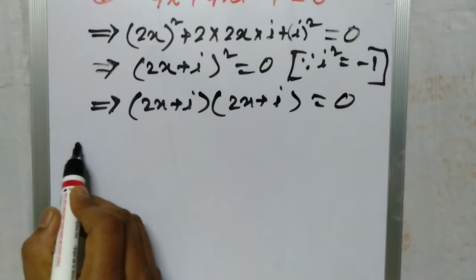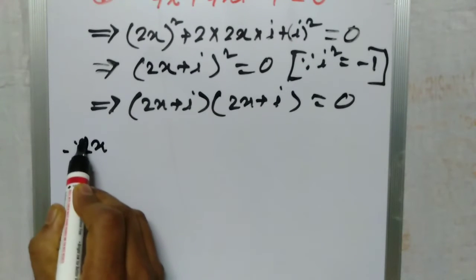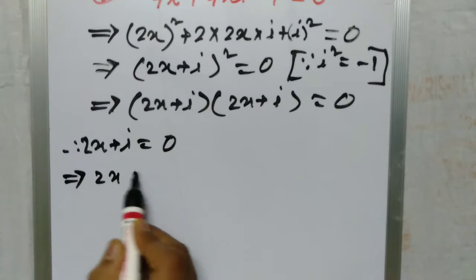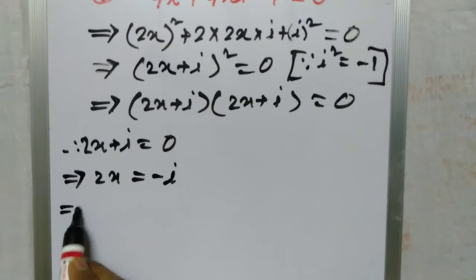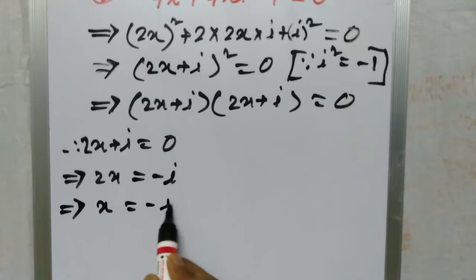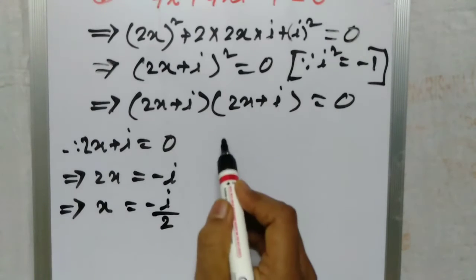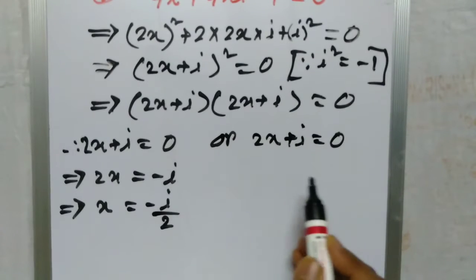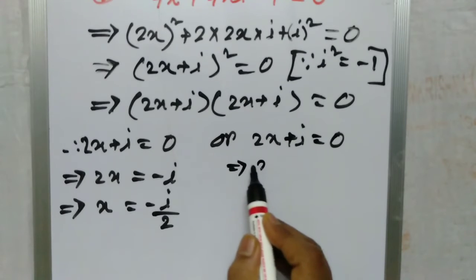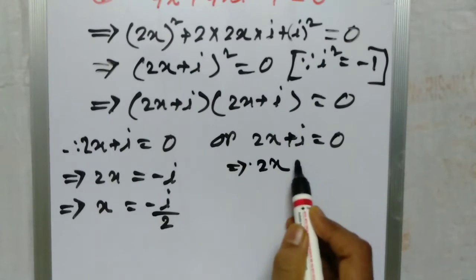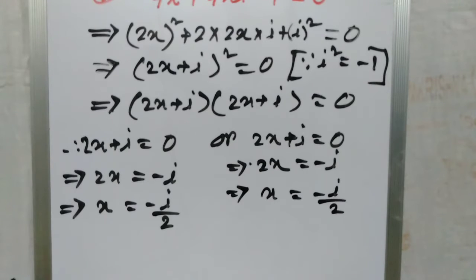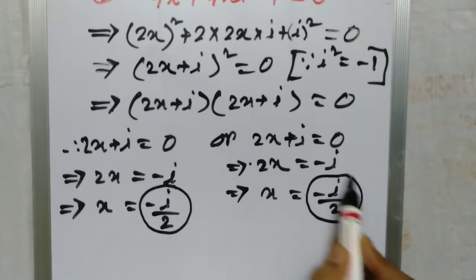Now 2x plus i is equal to 0 implies that 2x is equal to minus i, implies that x is equal to minus i by 2, or 2x plus i is equal to 0 implies that 2x is equal to minus i, implies that x is equal to minus i by 2. So here it is minus i by 2 and also minus i by 2, that is equal roots.